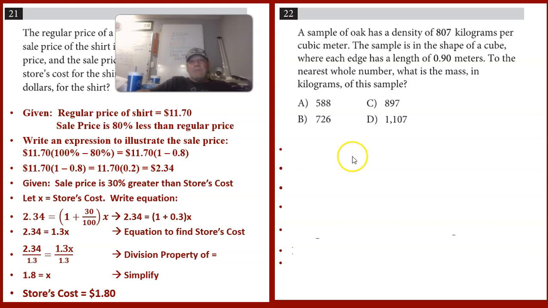Number 22 is a multiple choice problem. So after you work it, you're going to choose A, B, C, or D. Go ahead and pause it, see if you can work it, and then start it back up, and we'll explain how you got that answer that hopefully will be right. A sample of oak has a density of 807 kilograms per cubic meter. The sample is in the shape of a cube, where each edge has a length of 0.9 meters. To the nearest whole number, so we're going to have to round at the end, what's the mass in kilograms of this sample?